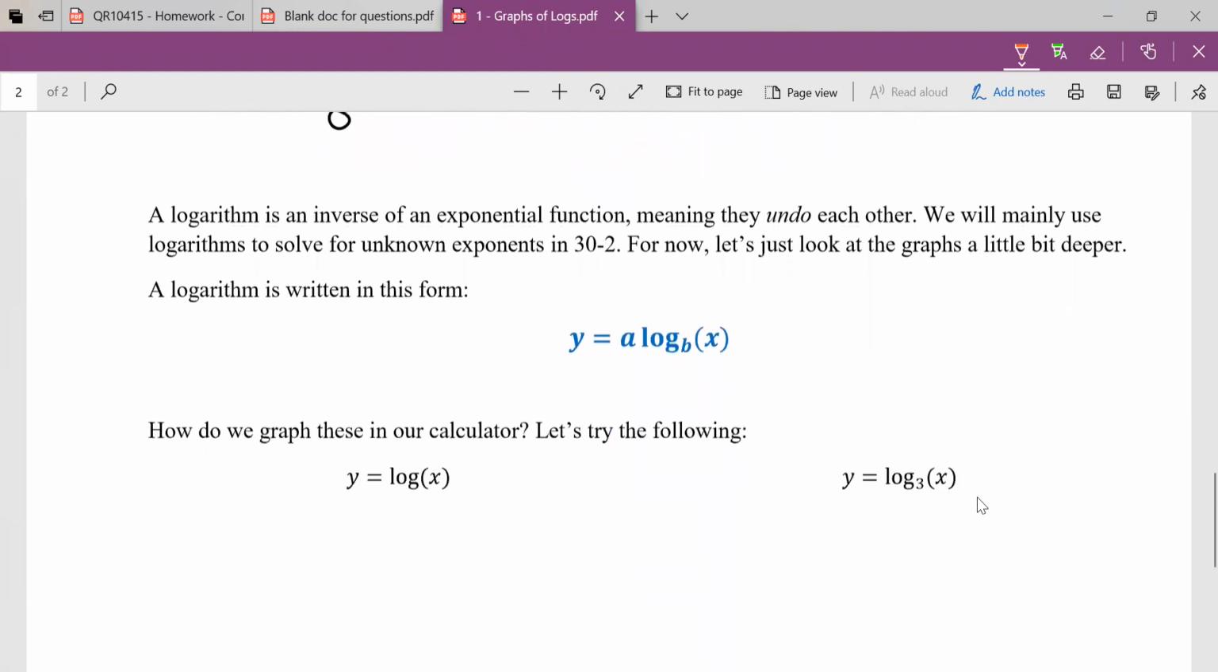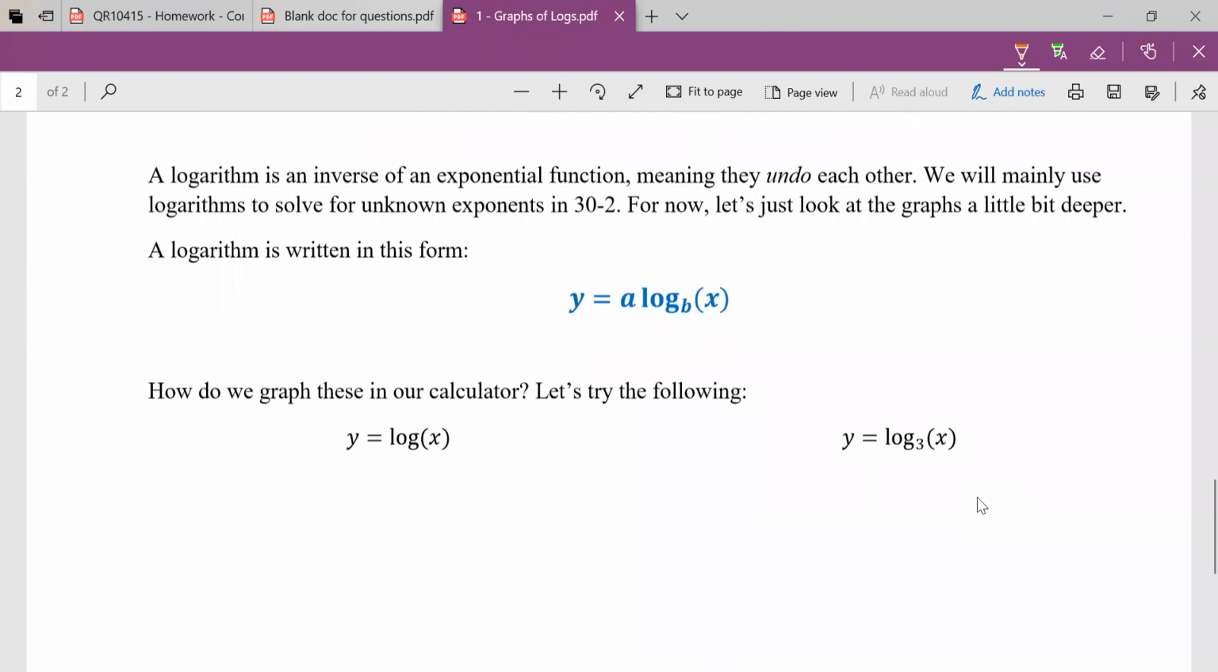What I need you to know is, what is a logarithm? Well, really, a logarithm is an inverse of an exponential function. And what that means is they undo each other. So I want you to think, what does it mean to undo something? Well, adding and subtracting undo each other. Multiplying and dividing undo each other. Squaring and square rooting undo each other. So a logarithm and an exponential are inverse functions. They will undo each other.